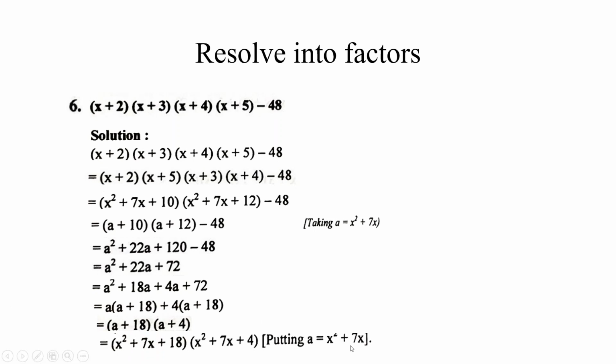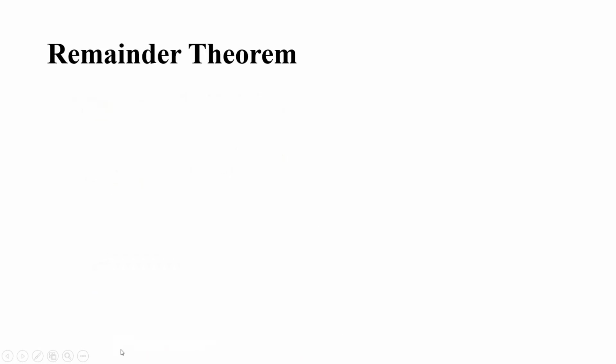After putting the value of a, you will get the required answer. Now, applying the remainder theorem, I will discuss some problems. Resolve into factors: 54x to the power 4 plus 27x cube a minus 16x minus 8a.